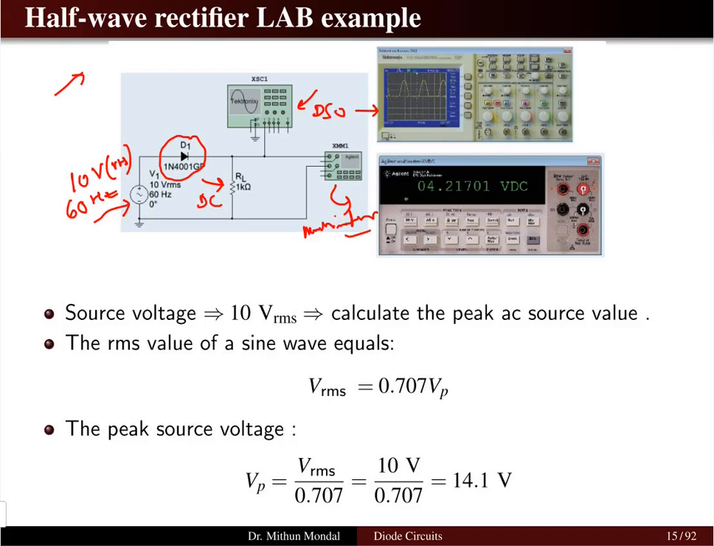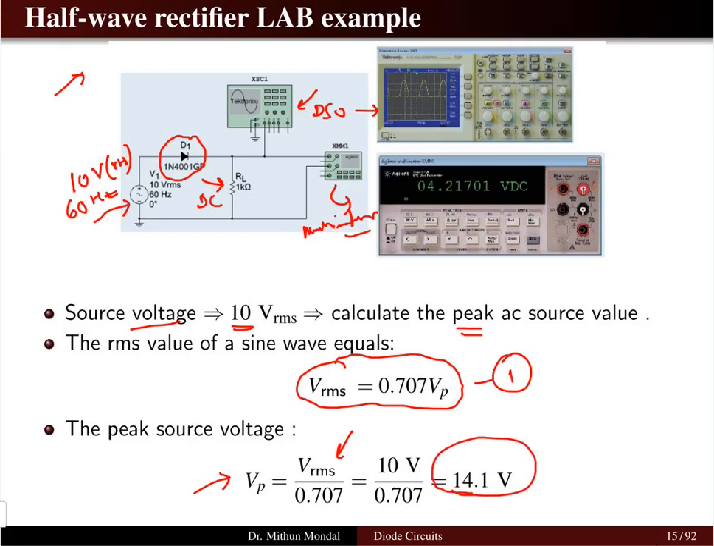So we can find the value of the voltage and the current at the output. If the source voltage is 10 volt RMS, we first have to calculate the peak voltage, because it is the peak voltage which will be used for the calculation. We know the relationship that RMS voltage is 0.707 times the peak voltage. So the peak voltage is the RMS divided by 0.707, which gives us 14.1 volt. This is the maximum peak source input voltage.